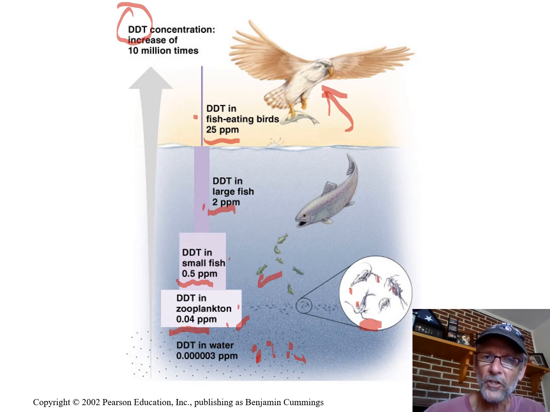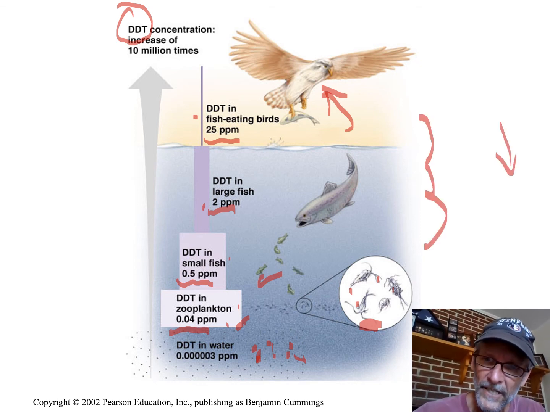This is the biological magnification story. It involves the food chain and food webs. Therefore, it's connected with the trophic level stuff and with the ecology stuff, but it's quite a different phenomenon. These chemicals increase as you go up the food chain, whereas available energy decreases as you go up the food chain. Capiche?